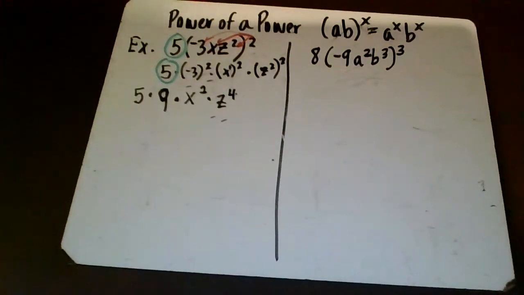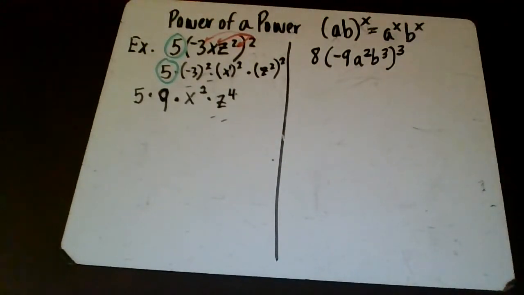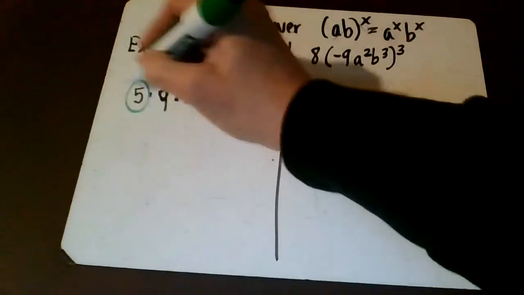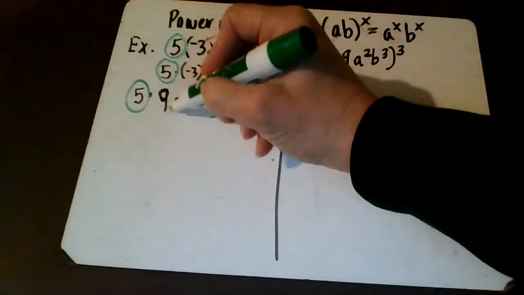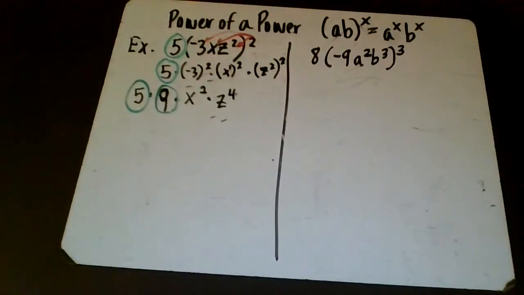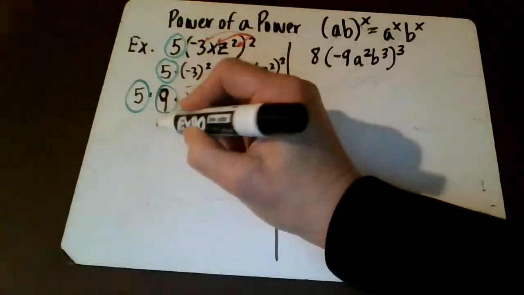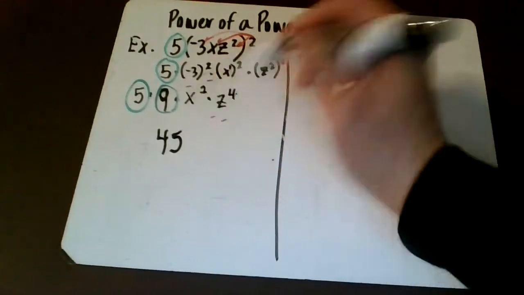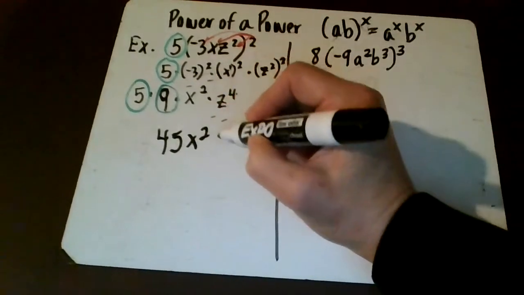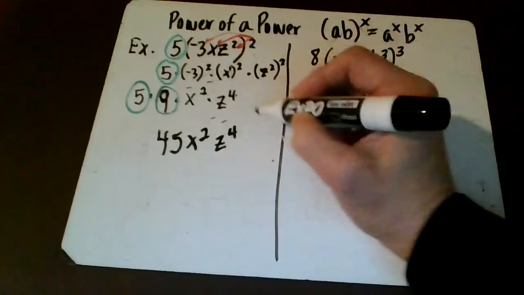Now, what you see is you have this 5 still that I've been carrying down, and I'm going to multiply it by 9. So 5 times 9 is 45. And then there's no multiplication here. We're just going to bring those down, which would be x squared z to the 4th.